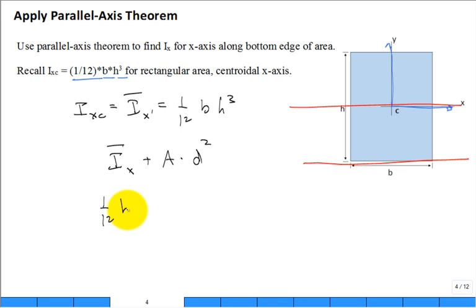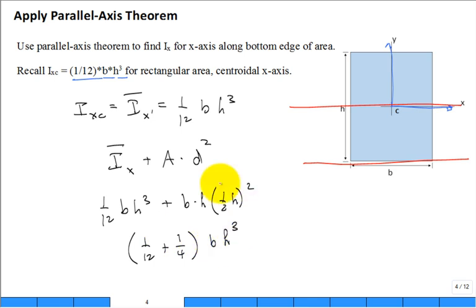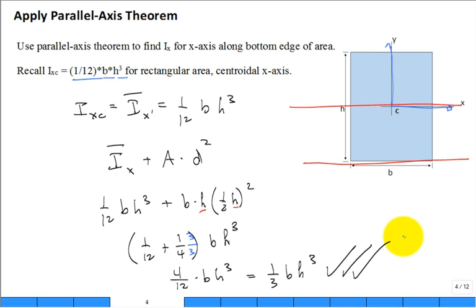Well, it was 1/12 base height cubed for the centroidal. The area for this rectangle is base times height. The distance is half of the height, squared. So this becomes 1/4. This is 1/12. I add those together, but both terms have base height cubed. Do you see how you have a height squared that becomes height cubed? So you multiply by 3 over 3, and you get 3 plus 1. That gives me 4/12 of base height cubed. 4/12, that's 1/3 base height cubed. Does that look familiar? Yeah. So it works. That's how you use it. And we use it for very simple things. Rectangular strips are the best that we use them for.